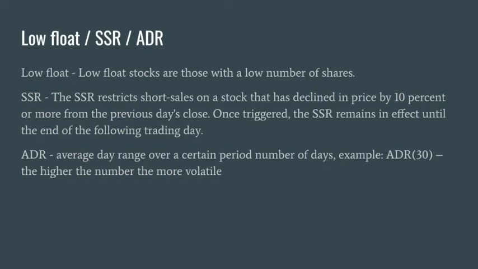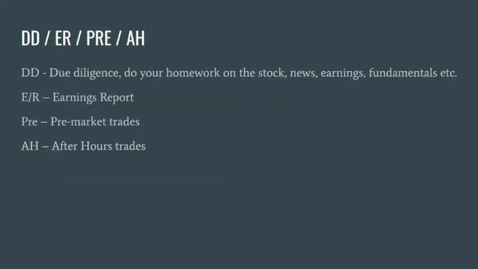ADR means average daily range. Over a certain period of time, for example, ADR 30 days means the average day range within the 30 days. Usually the higher the number, the more volume and the more price action you will see.